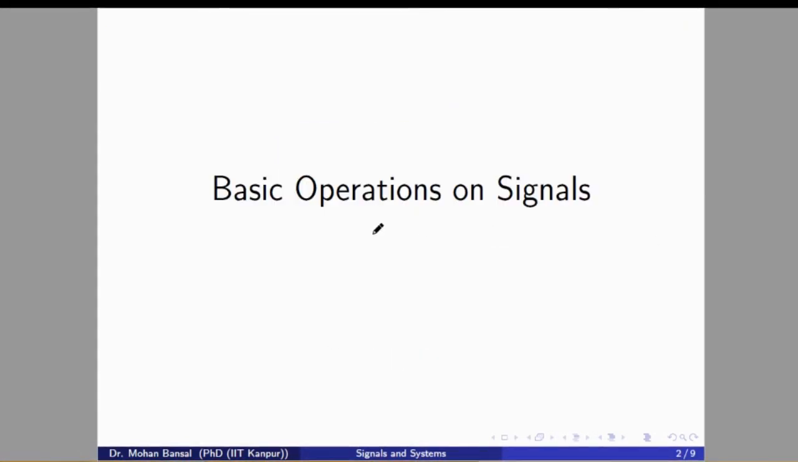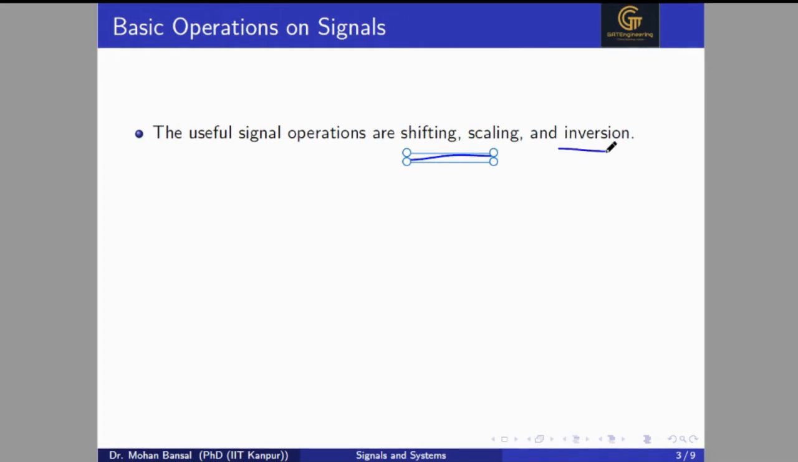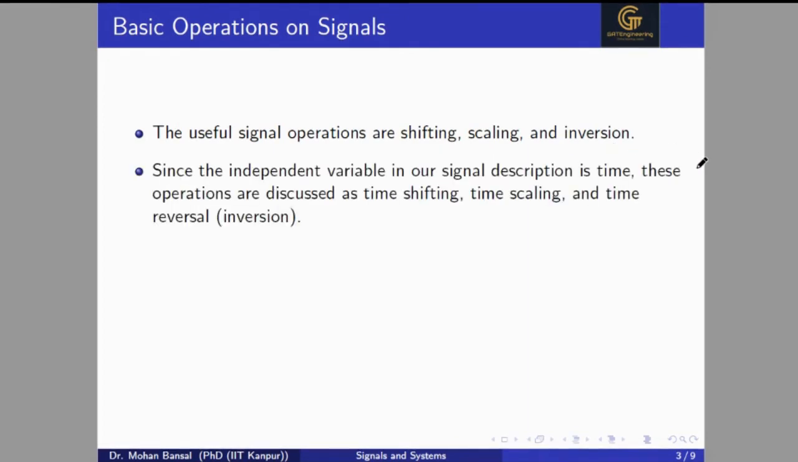In this tutorial, we are going to discuss the basic signal operations, where we will talk about the time shifting, time scaling, and time reversal property of the signals. So, the usual operations are shifting, scaling, and inversion, and usually we deal with the independent variable as time in the signals. So, we will talk about time shifting, time scaling, as well as time reversal, which is also called time inversion. These are the three properties.